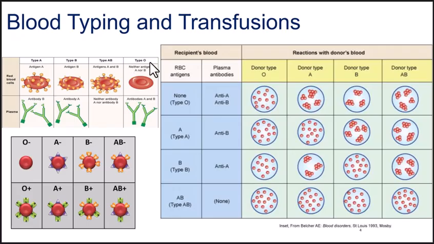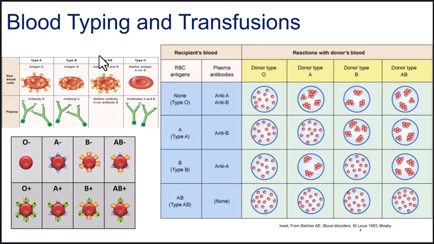But with type O blood, there are no antigens. And so it doesn't matter who you donate type O blood to, because it doesn't have any name tags that identify it as being A or B. And that's why type O blood is considered to be the universal donor.